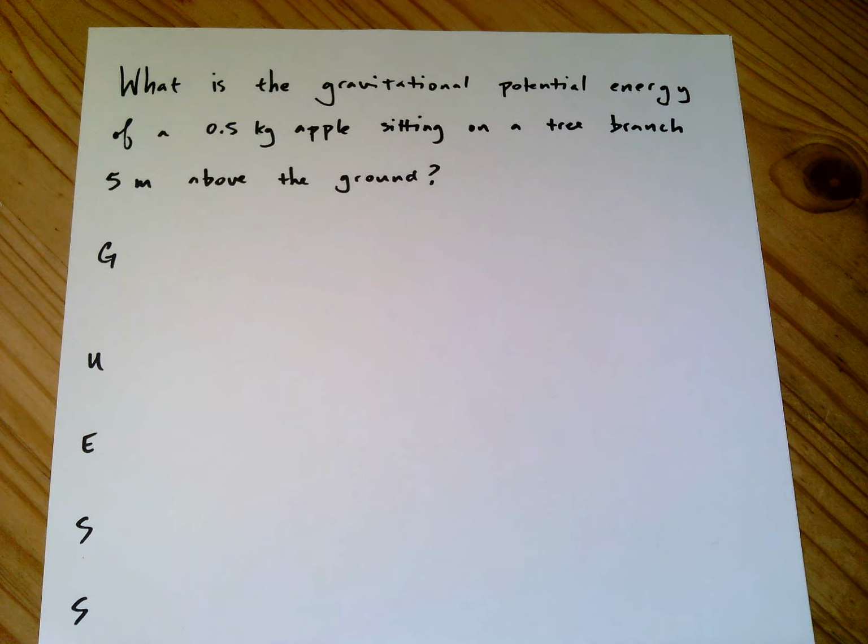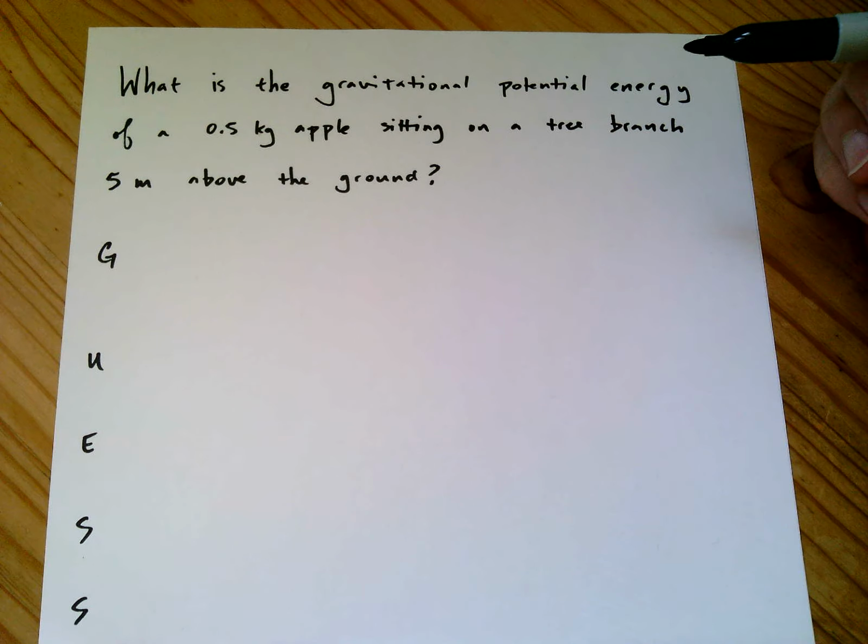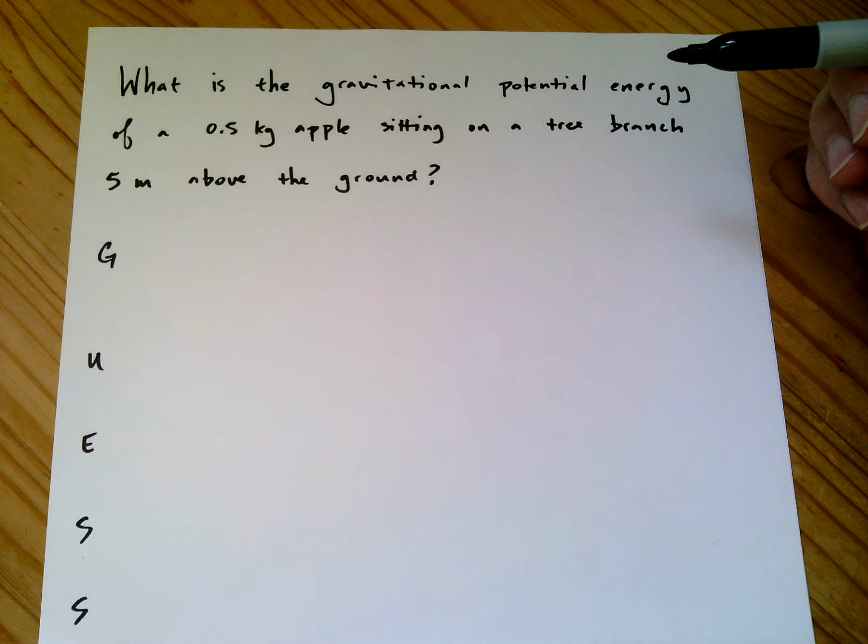Hello, physical science students. Since you have to solve some gravitational potential energy questions for your next homework, I wanted to give you a quick practice problem to let you see how you set up and solve problems like that. So, for our practice problem, what's the gravitational potential energy of a 0.5 kilogram apple sitting on a tree branch 5 meters above the ground?